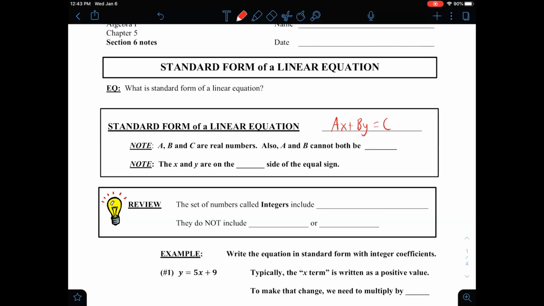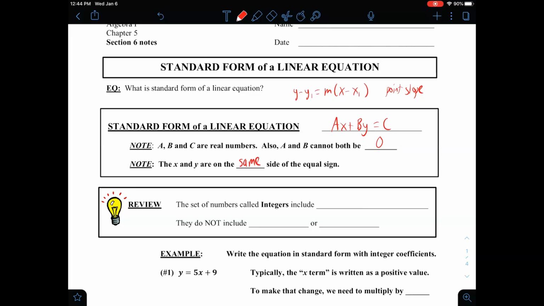So slope-intercept form is y equals mx plus b. Point slope is y minus y1 equals m times x minus x1. This is point slope. And then standard form is when we have x and y on the same side of the equation and then the constant all by itself. Okay? Note a, b, and c are real numbers. Also, a and b cannot both be 0. And x and y are on the same side of the equal sign.